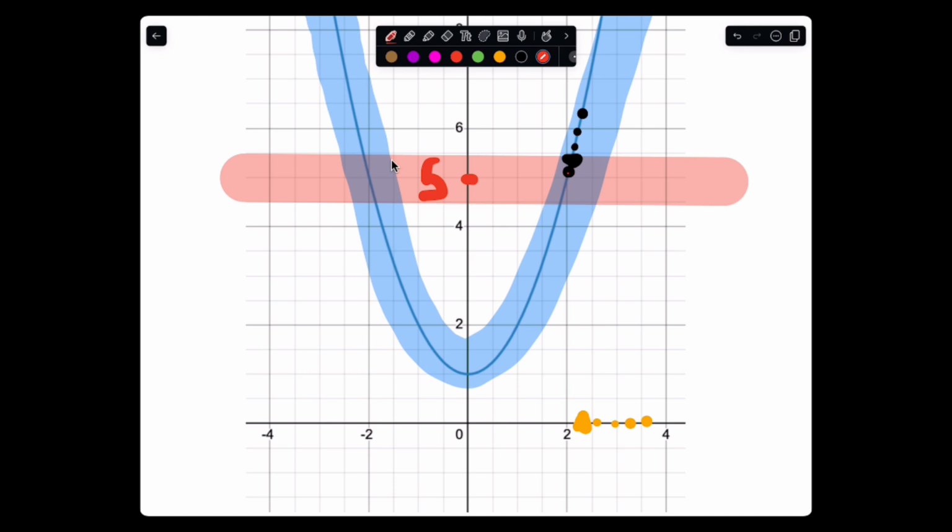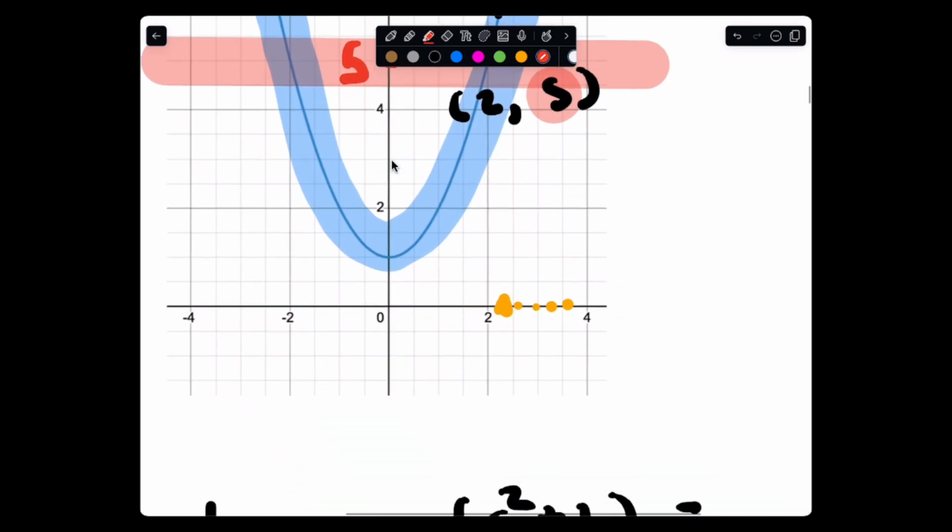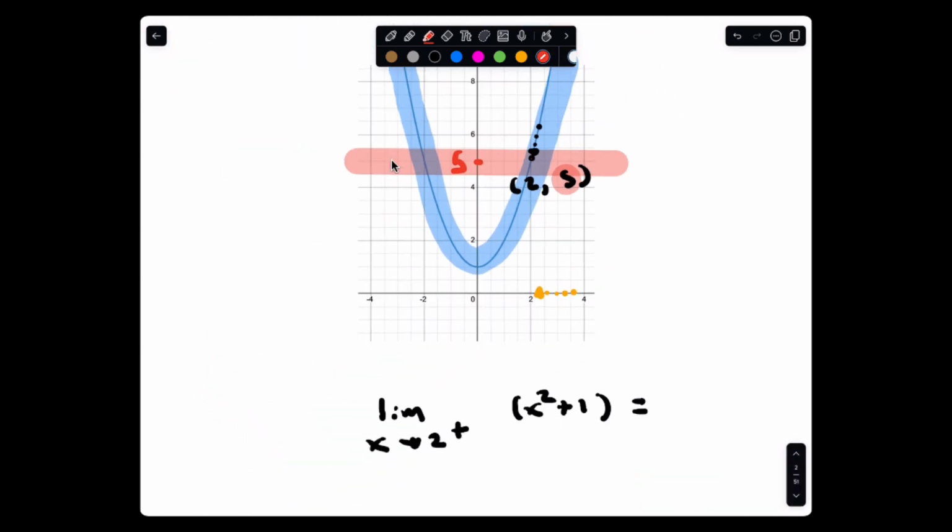Is that true? So graphically speaking, 2, 5, that limit value is always the y value there. So this limit equals what? 5, just graphically. We saw yesterday numerically, is that right? Yeah. Okay, you guys see what I'm saying? So this is the graphical approach.